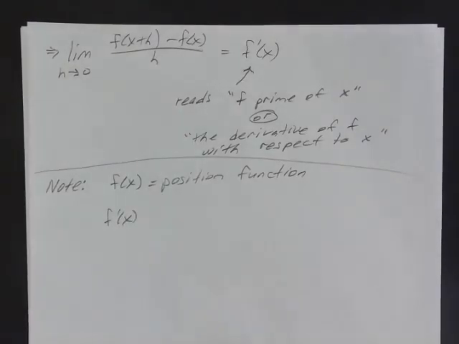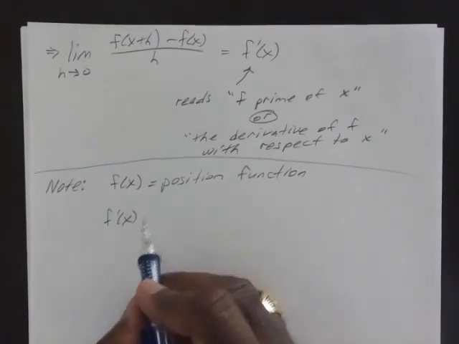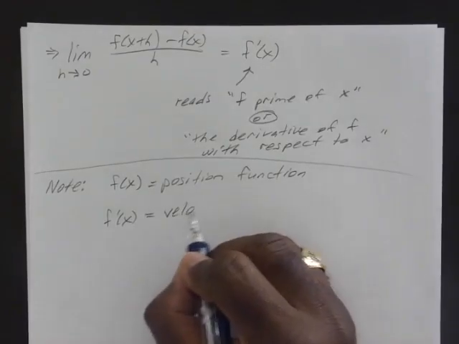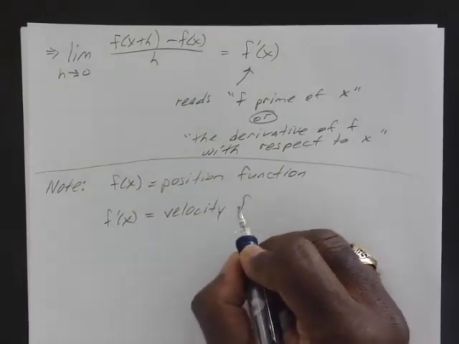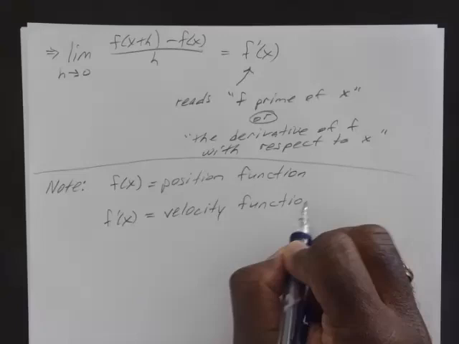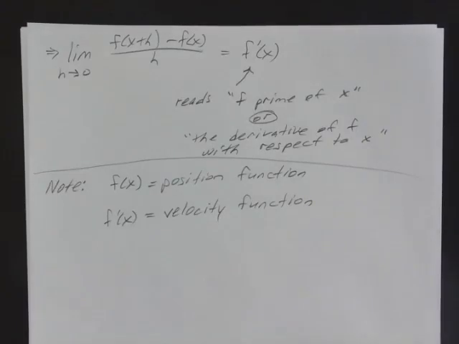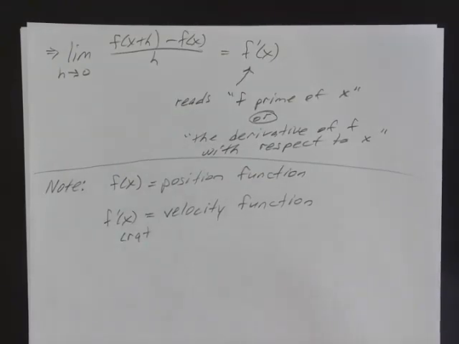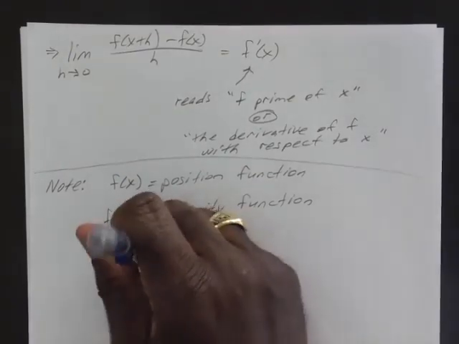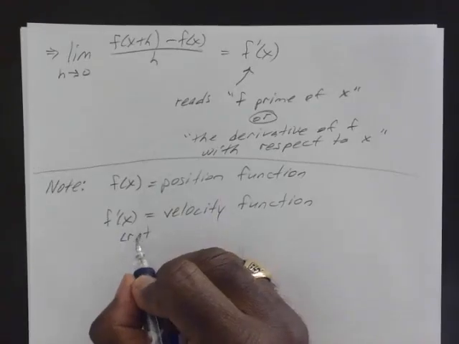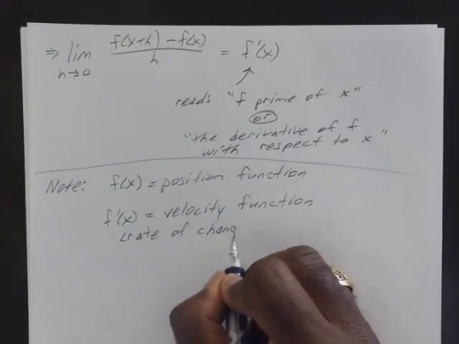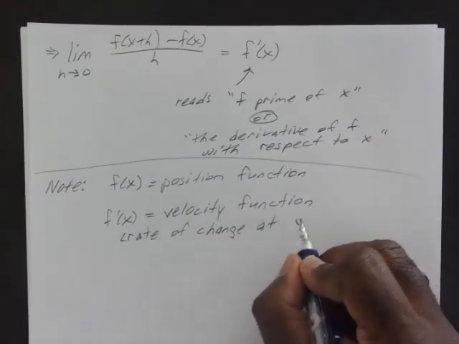Whereas our derivative gives you the rate of change at that particular point. That's called our velocity function. That's the rate of change at x.